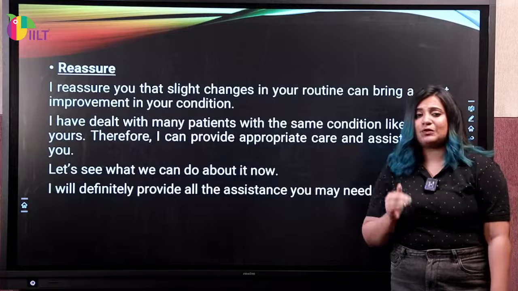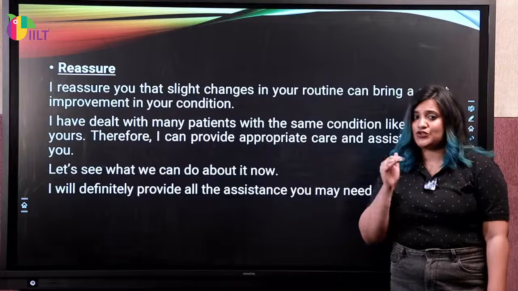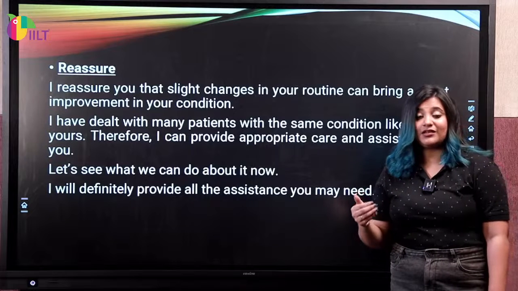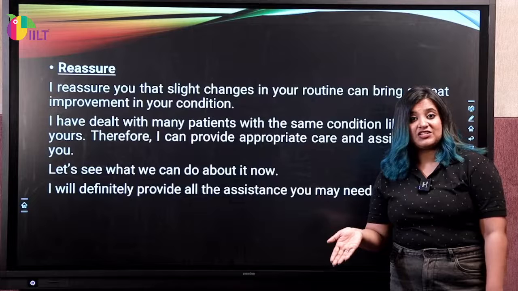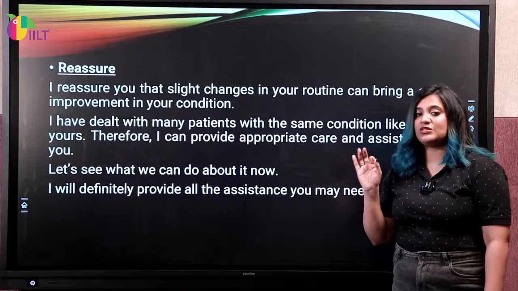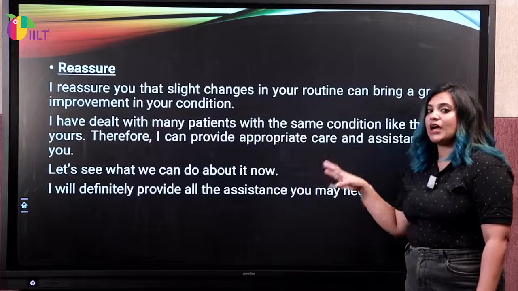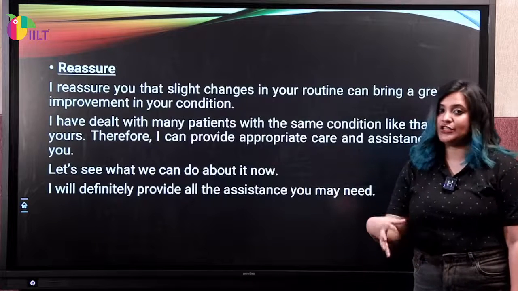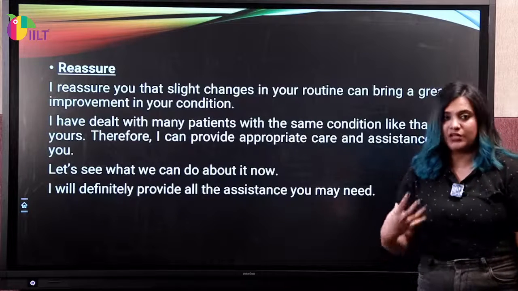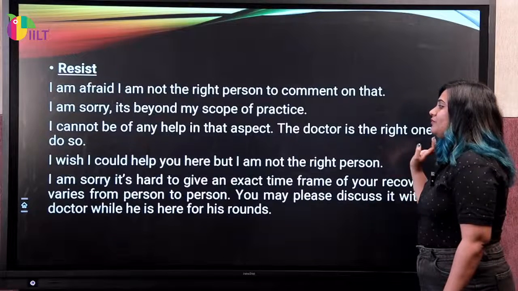And all these points have a score when it comes to your assessment as well, because under the clinical communication criteria you have certain criteria like understanding the patient's perspective and building a relationship with the patient. So these points will definitely help you to get a better score. Try to make sure that you have a good relationship with the patient by using the right choice of words, which will definitely boost your score. Okay, so that is reassure.